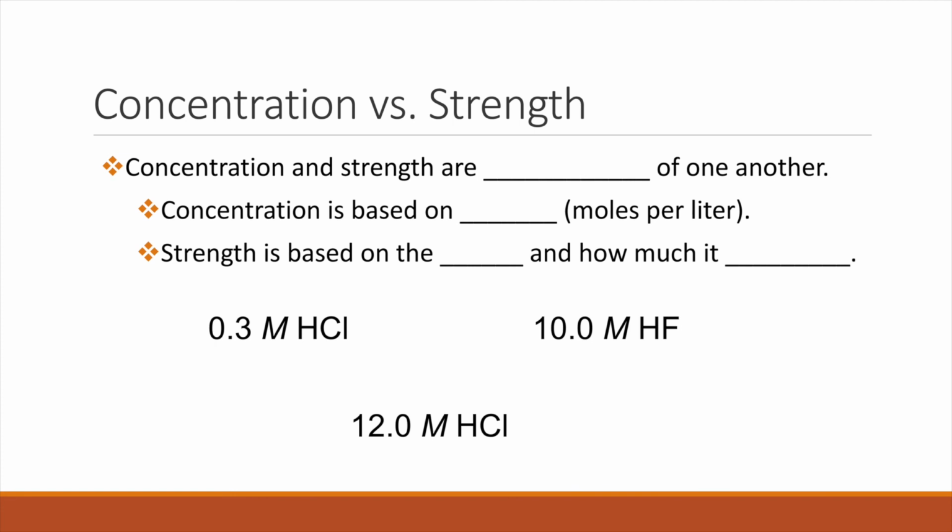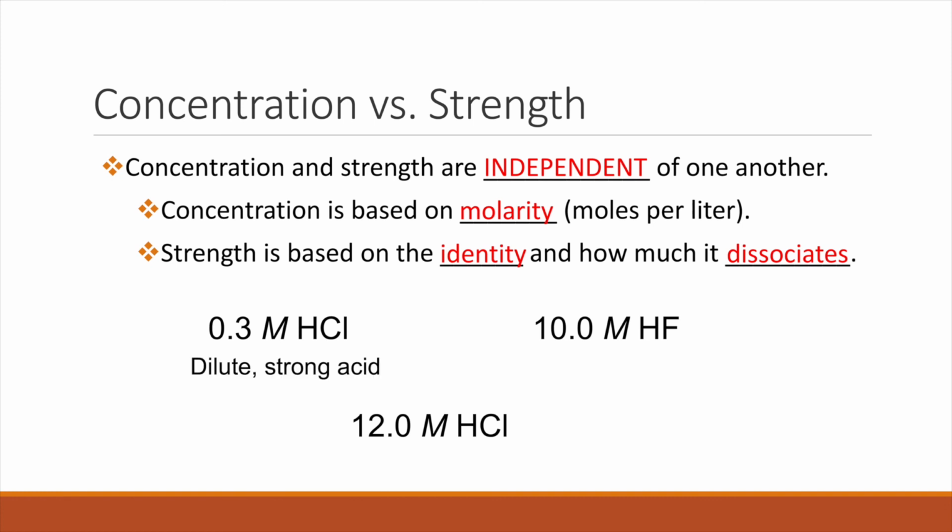Now, the number one mistake I get is between concentration and strength. Concentration and strength are independent of one another. Concentration is based on molarity, right? Remember, moles per liter. We covered that in the beginning of the year. But strength is based on the identity of the acid or base and how much it dissociates. So looking at these examples, starting with 0.3 molar HCl. Well, HCl is on my list of strong acids, so that's a strong acid, but 0.3 is not very high, so that is a dilute but strong acid.